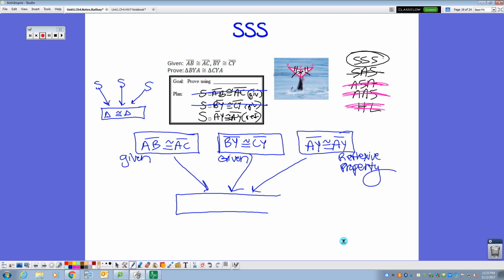to my triangles. Triangle BYA is congruent to triangle CYA, and my method is SSS congruent to SSS. In the future, each branch is probably going to have multiple steps, but this kind of gives us an idea of how to start a plan, how to write a plan, and how to organize the proof. In the branches, in the future, we might have to start to do a little bit more work, but stay organized, use your plan, and they really aren't that bad.